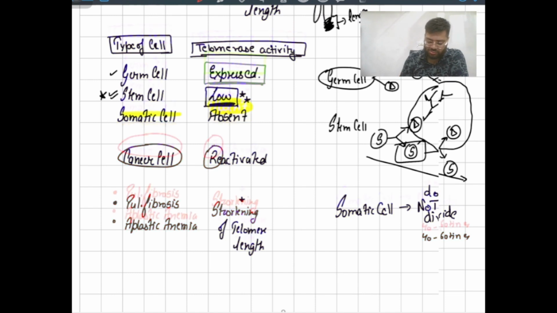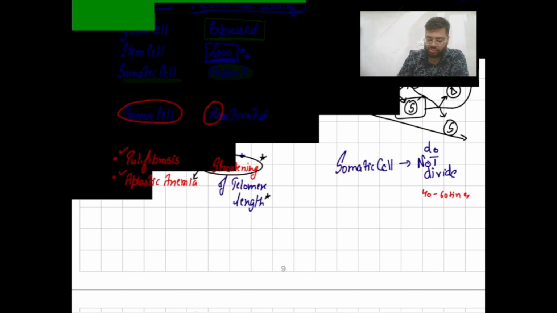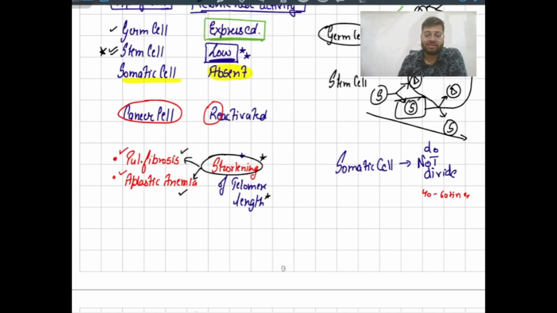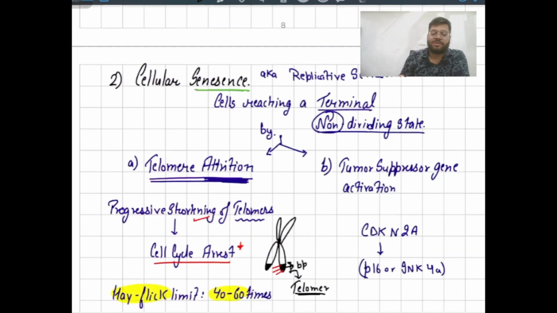Two diseases you need to know. These are given in your textbooks of pathology: pulmonary fibrosis and aplastic anemia. They are associated with shortening of telomere lengths. See, shortening of telomere lengths is associated with chronic and very dangerous diseases. One is pulmonary fibrosis, the other is aplastic anemia. I hope you have understood the concept of cellular senescence. This is the second pillar of cell aging. The first is DNA damage, the other is cellular senescence, the natural death of a cell.